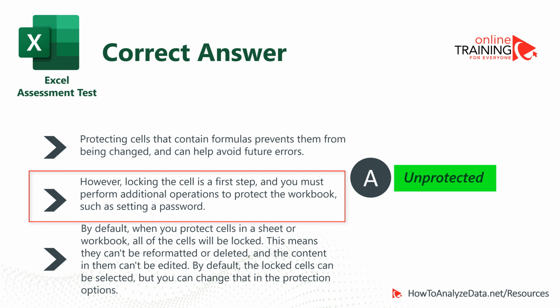And as we discussed, locking the cell is the first step, and you must perform additional operations to protect the workbook, such as setting the password. All choices besides choice A are incorrect and designed to trick you. Hopefully you've got it right.